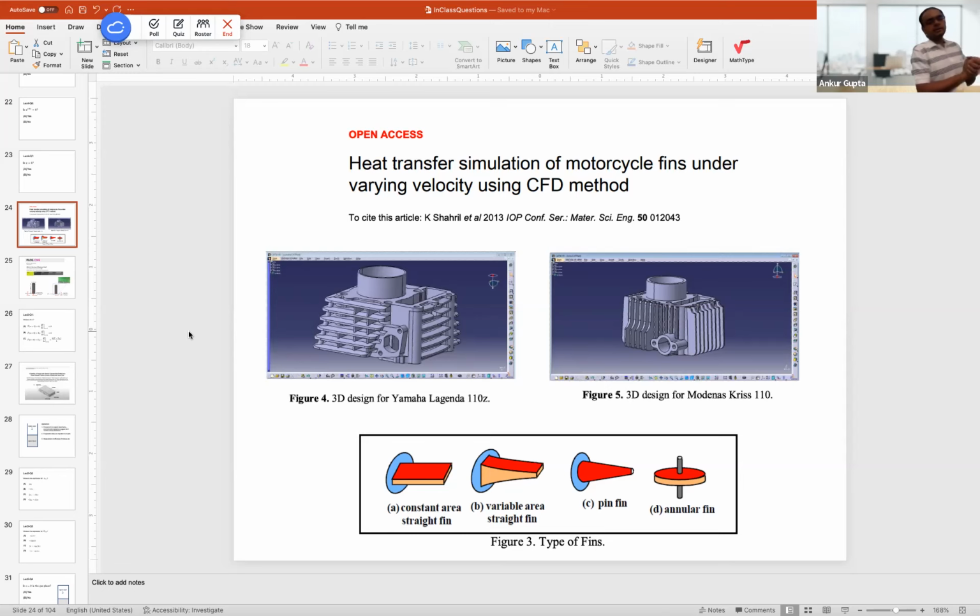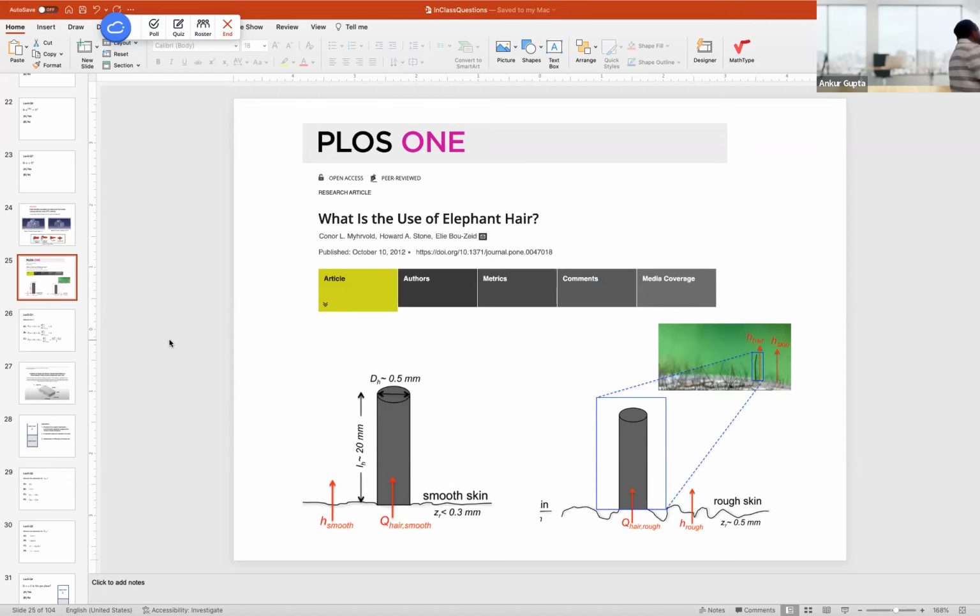But this is actually not the only application. One application that I also found cool was, what is the elephant here? This was actually a paper that came out, I think, about 10 years back.